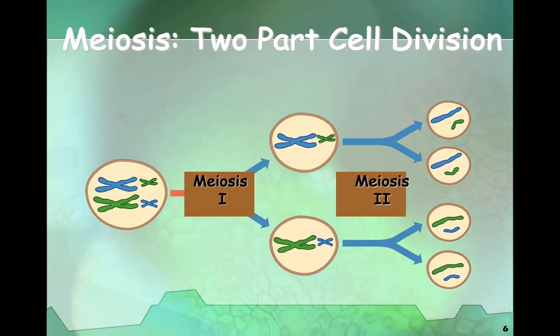So this is talking about the two parts of meiosis. If we notice here, we have meiosis 1. Meiosis 1 starts with that original parent cell, and then the chromosome number is there. It goes from the parent cell to the two daughter cells, and then those two daughter cells split again, and that's where we're actually getting the reduction.